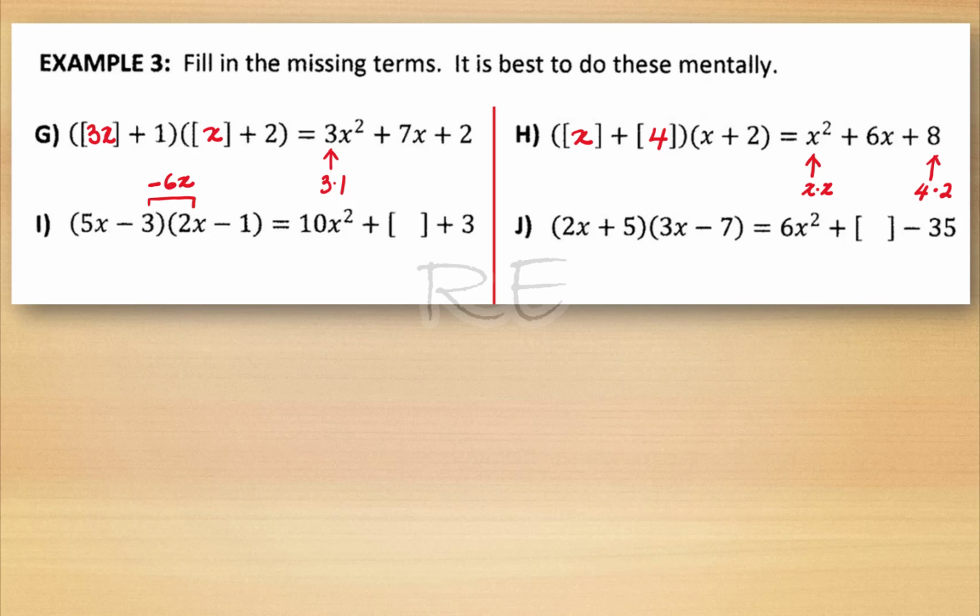The middle term is a sum, and it's negative 3 times 2x, negative 6x, and 5x times negative 1, negative 5x. So the sum is negative 11x. Similarly, the sum for j is 5 times 3, 15x, and 2x times negative 7, negative 14x. Therefore, the sum is just 1x or x.